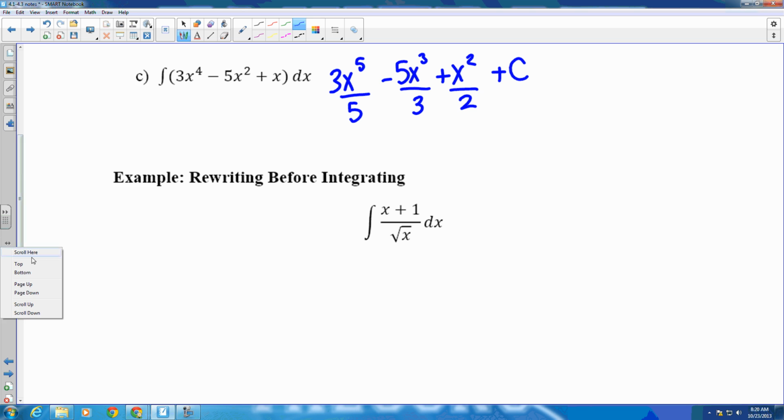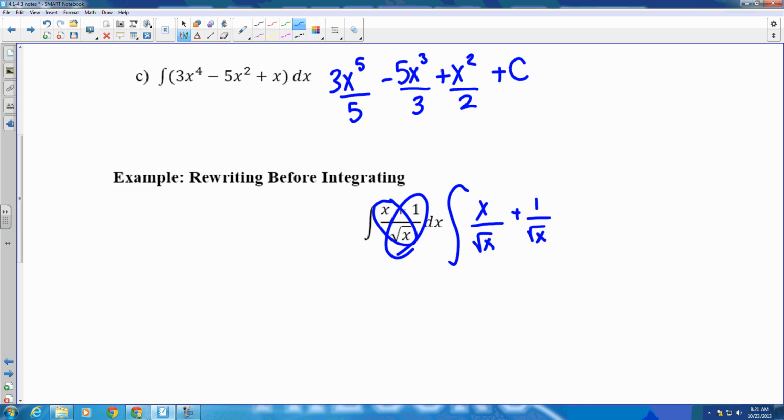Okay, so this example, it looks like we have no idea how to do it because it doesn't really fit any of the problems we've done so far. Well, what we're going to do is divide each term by the square root of x. So x divided by the square root of x plus 1 divided by the square root of x. And that's what we're taking the integral of. So x divided by the square root of x is the square root of x, or x to the 1/2, and 1 over the square root of x is x to the negative 1/2.